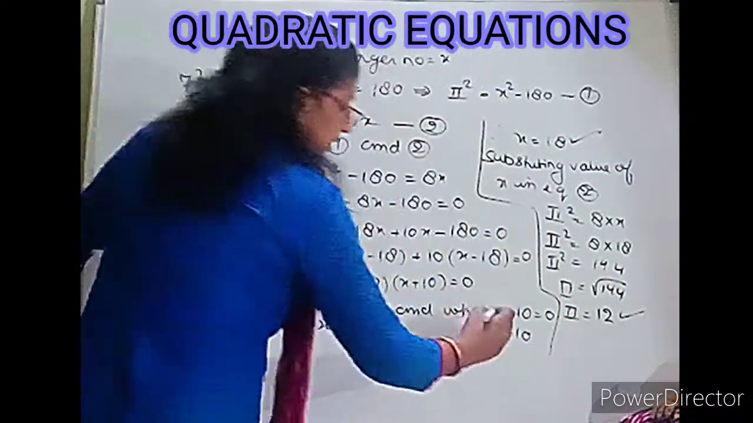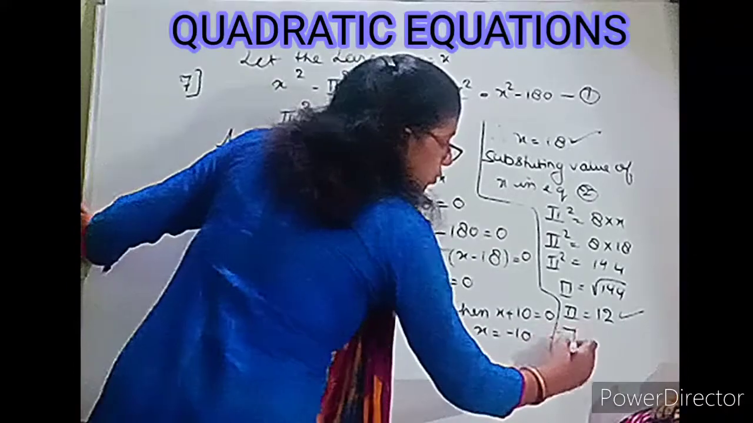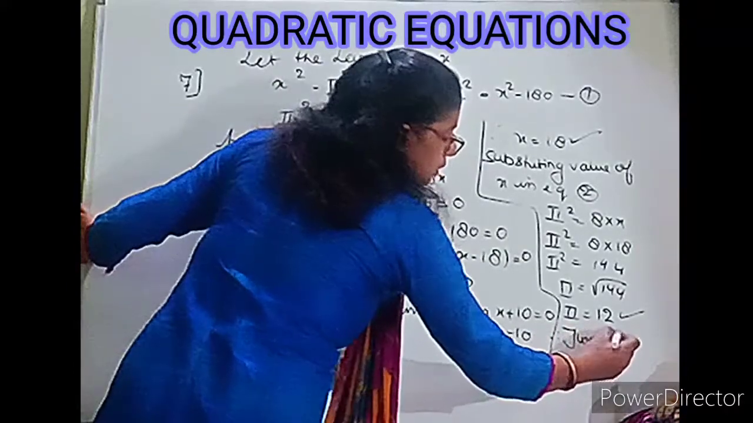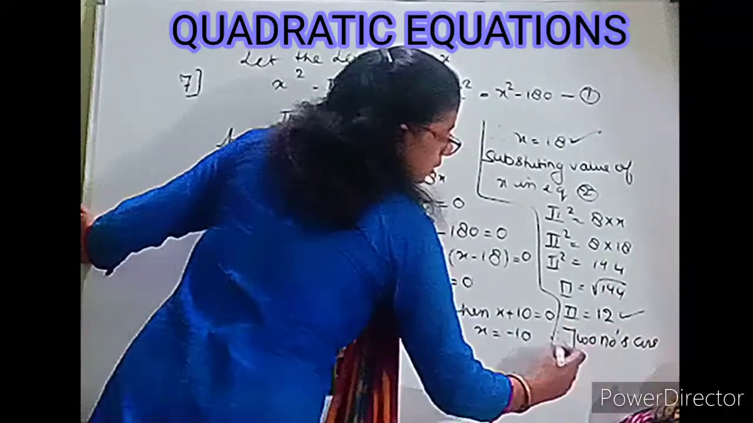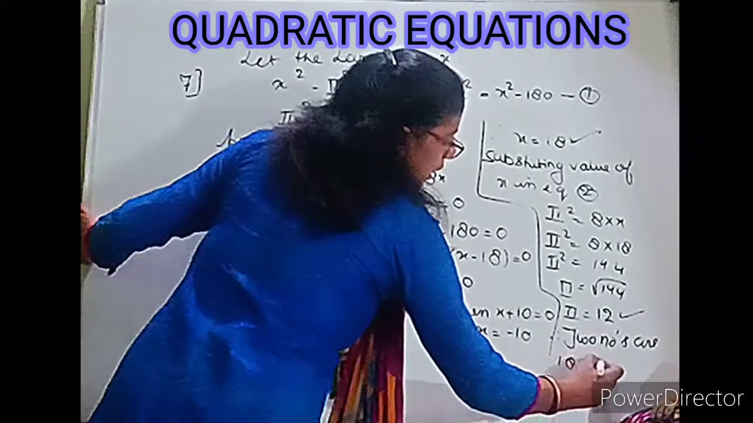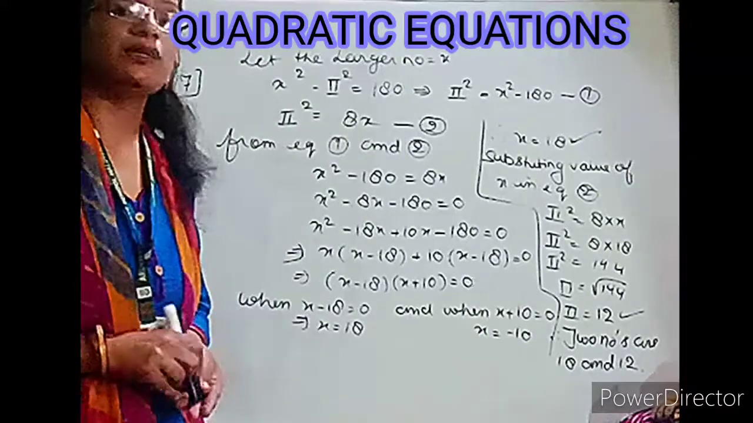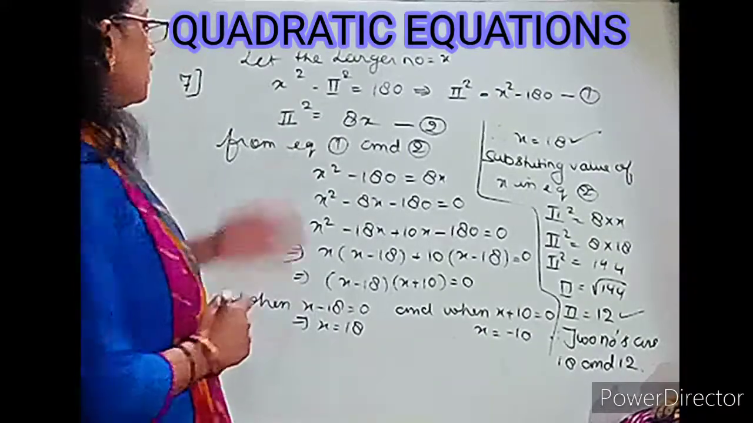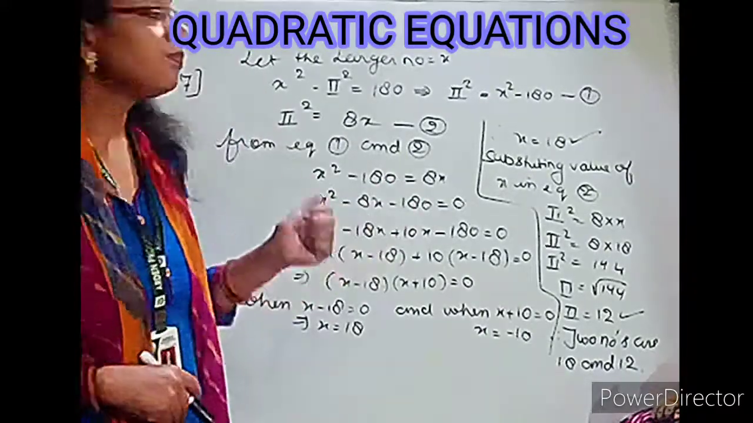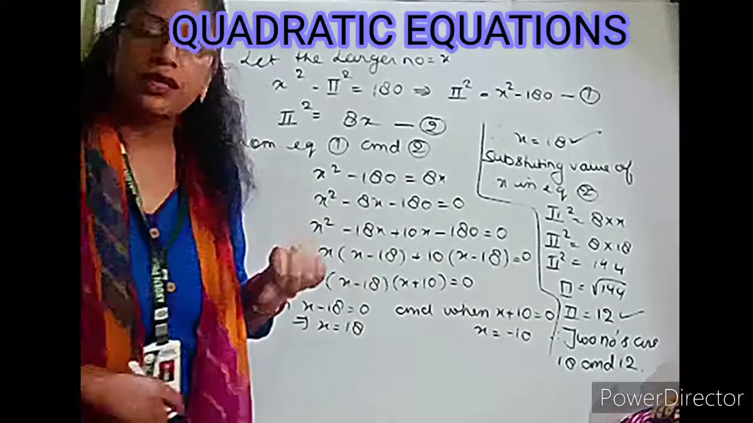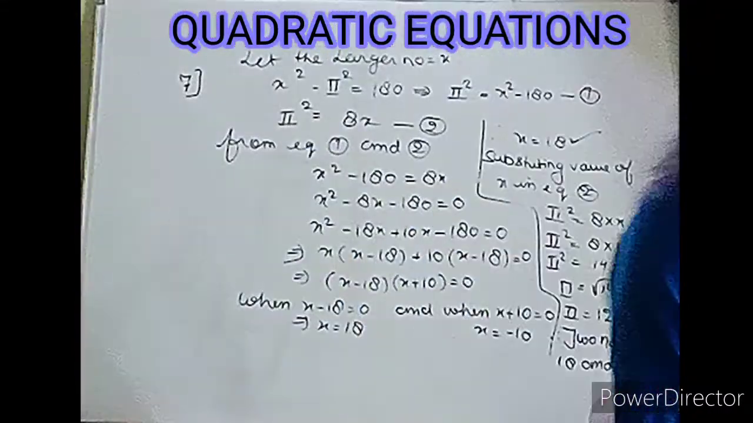So what will you write at the last? Therefore, two numbers are 18 and 12. Okay, this is your question number 7. So hope you understand this question. I am starting question number 8 now. Okay, let us see question 8.